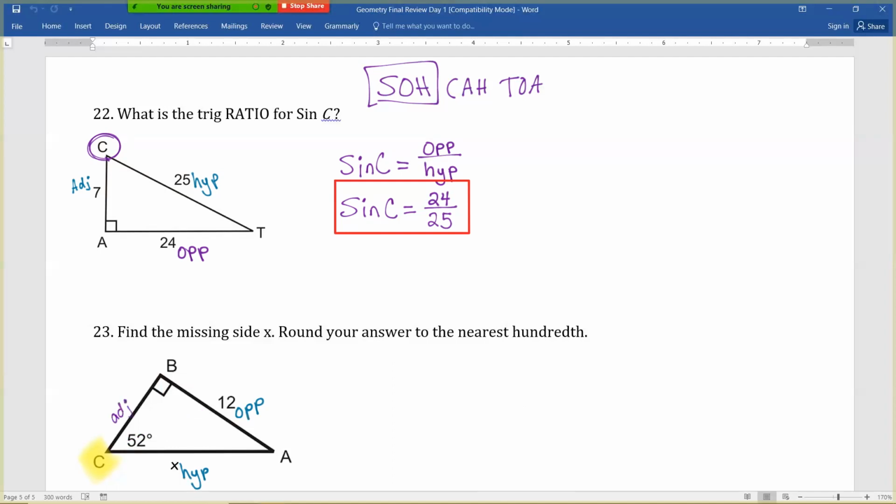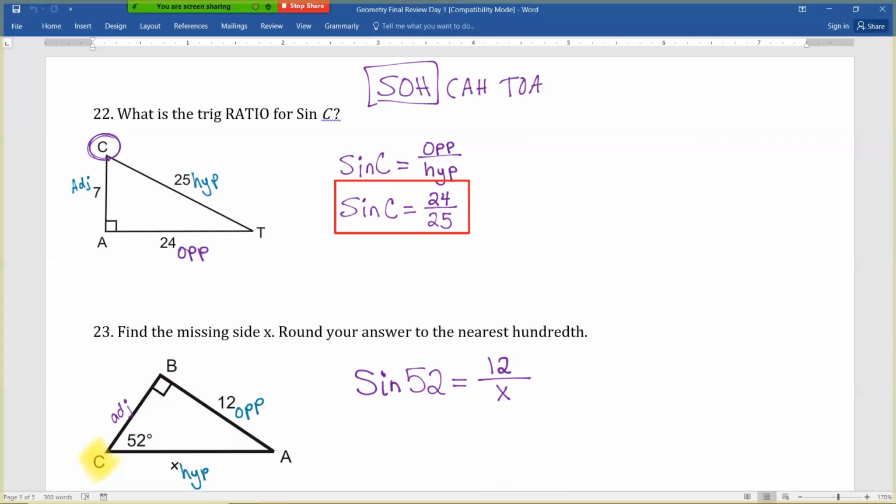But we don't know anything about the adjacent side, and we're not trying to find anything out about the adjacent side. So I'm going to use, again, opposite and hypotenuse, which is going to tell me I have to use sine. Now we were given an angle measure, so instead of writing sine C, we're going to write sine of 52 because that's the angle we're talking about. And that's going to equal opposite divided by hypotenuse. Well, the opposite side we labeled as 12, the hypotenuse was the x.